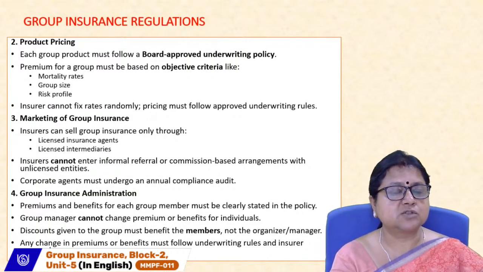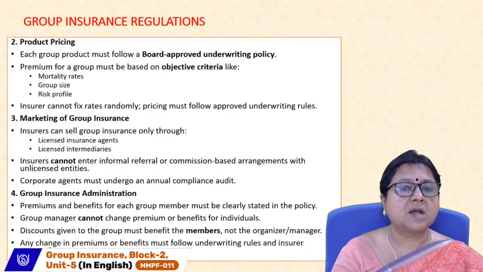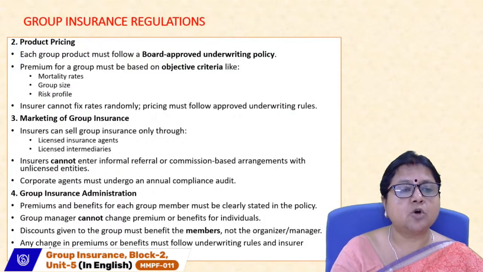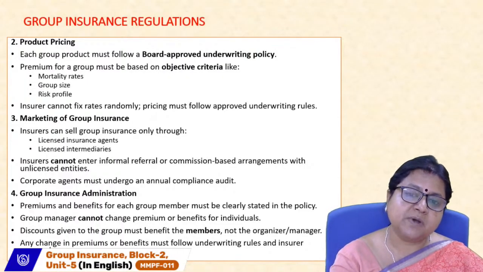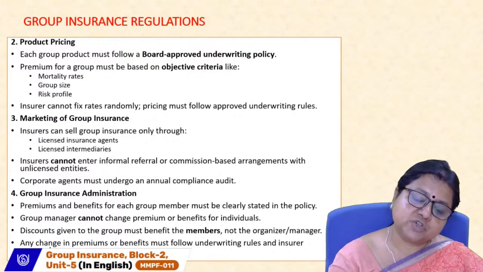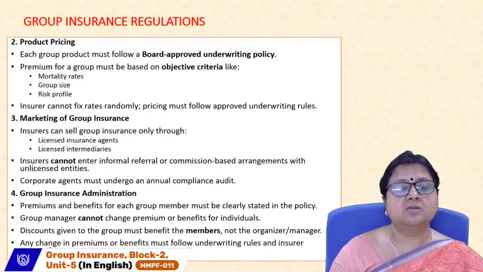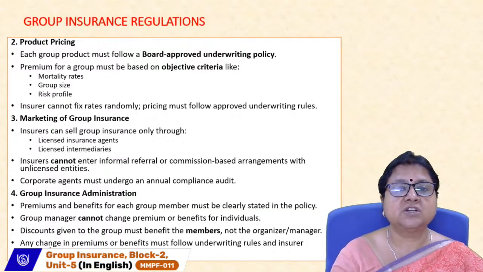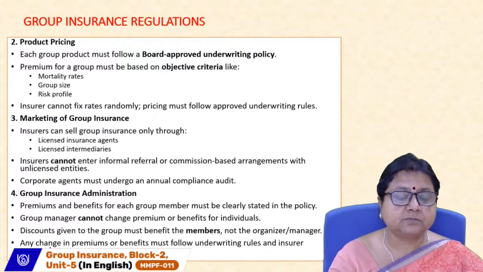It's not for the organization, it's for the companies who are providing the group insurance. So they should have approved underwriting policies which abide by all the rules given by IRDAI. That means what should be the number of people within the group, what should be the amount of insurance premium in different types of policies, what should be the commission given to the intermediaries who are going to sell the group insurance to different people. So the entire set of policies needs to be board approved.